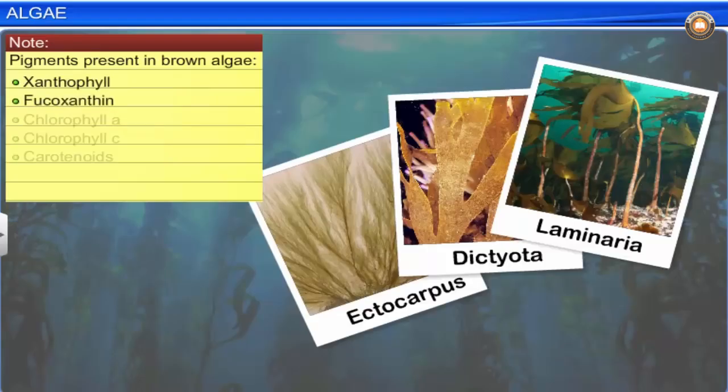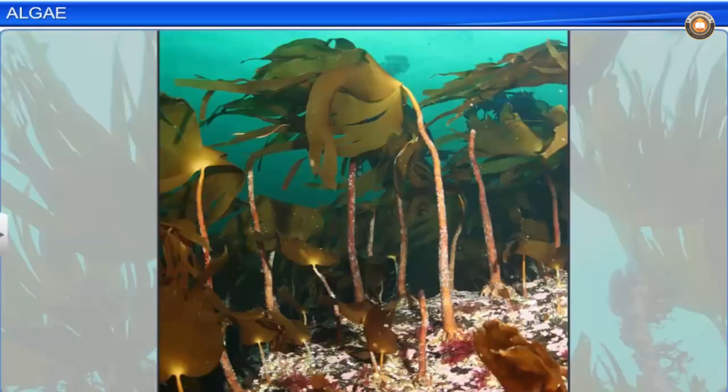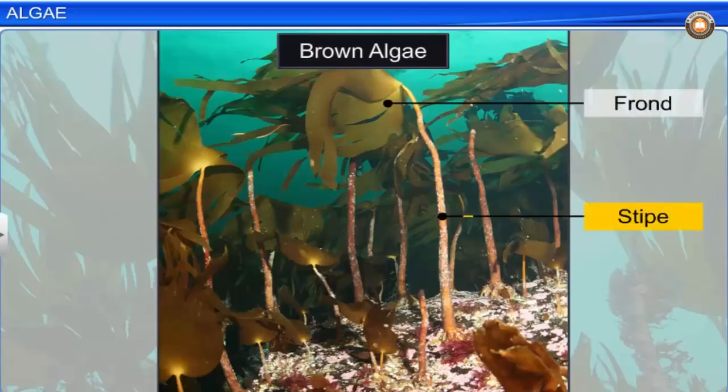Apart from these pigments, chlorophyll A, C, and carotenoids are the other major pigments found in brown algae. Let's now take a look at the body structure and cellular structure of brown algae. The plant body consists of a frond, a leaf-like photosynthetic organ, and a stipe that functions as a stalk. The frond and stipe are attached to the substratum by a holdfast.